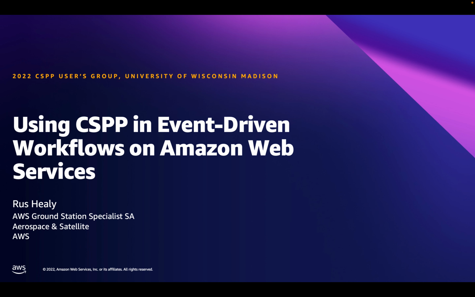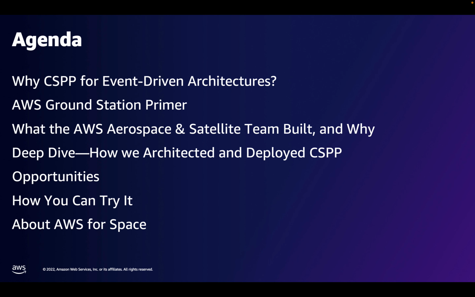Here's what we're going to cover. First of all, I'm going to talk about why we chose to use CSPP for event-driven architectures, and talk a little bit more about Ground Station, what we built and why in terms of this particular architecture. And then I'm going to do a deep dive in how we architected and deployed CSPP on AWS for this event-driven architecture. There are some opportunities for improvement, if you will, of the architecture as a whole, and I also see a lot of opportunity to collaborate on improving these architectures.